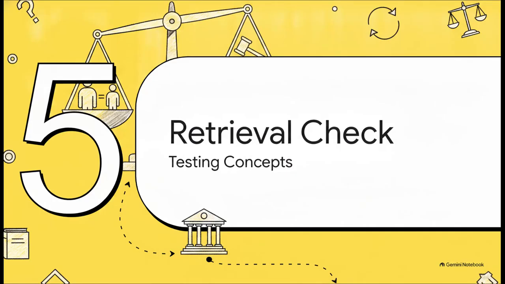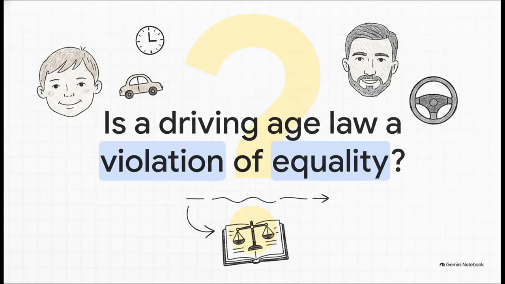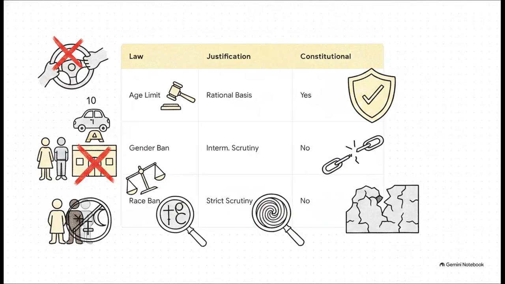Section 5. Retrieval check. All right, take a second to think about this one. If the Constitution guarantees equal protection, and it says similarly circumstanced people must be treated alike, can the government legally discriminate against a 10-year-old who really wants a driver's license? Are they breaking the 14th Amendment by treating minors differently than adults? The answer is no, it's not a violation at all.